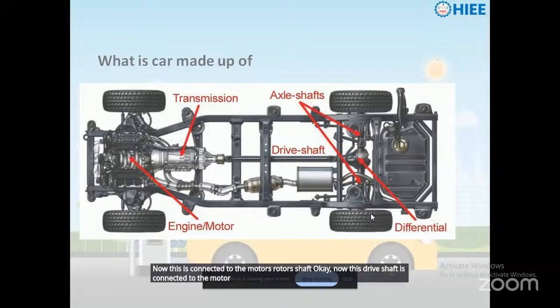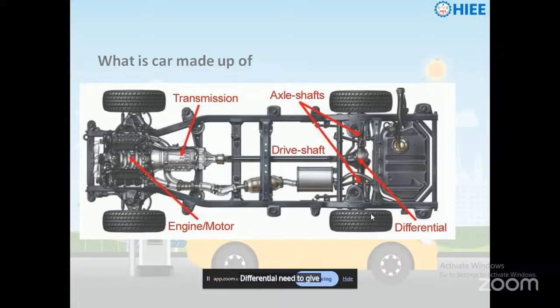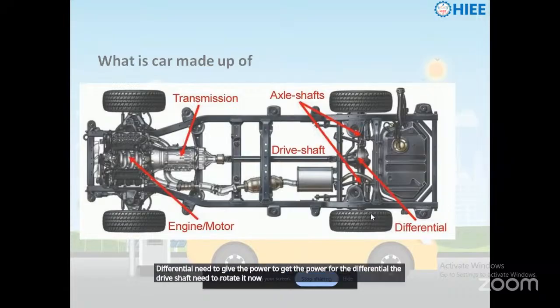If we properly observe, for the movement of the vehicle, the wheels need to rotate. For the wheels to rotate, the axle needs to rotate. For the axle to rotate, the differential needs to give the power. To get the power for the differential, the drive shaft needs to rotate. To rotate the drive shaft, your motor shaft needs to rotate. Whenever the motor shaft is rotating, at the same speed your drive shaft will be rotating, and the same energy will be transmitted towards the wheels.